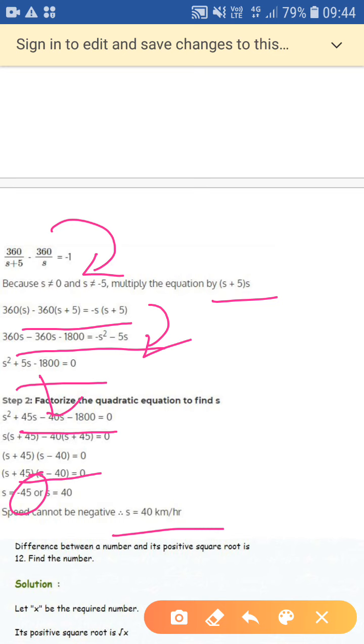So it is a very important question also, and if you learn the technique, it will be very easy for you. Please practice it again and again.